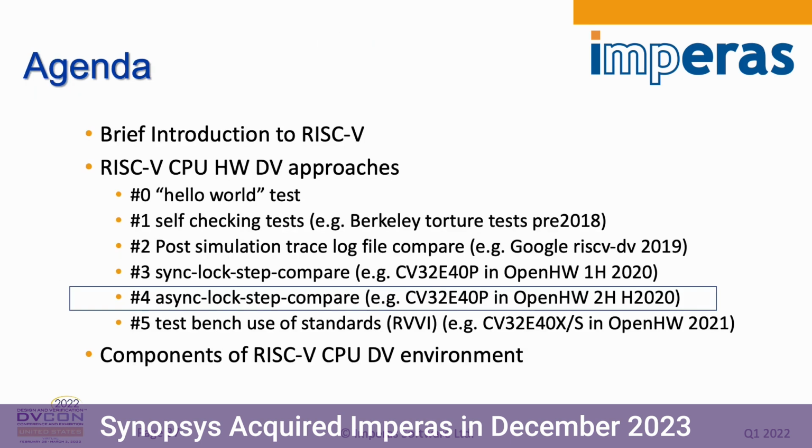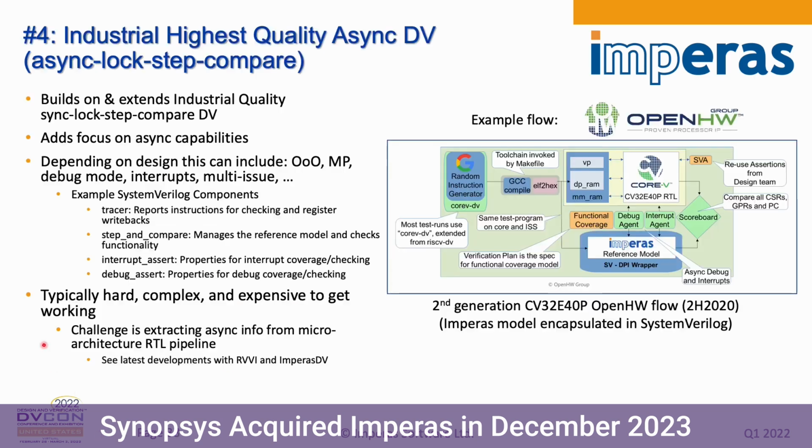So the fourth approach builds on the synchronous and is an asynchronous approach. It does all the synchronous stuff and the asynchronous. And this again is work we can show was done in the open hardware group in the second half of 2020. There, it's an asynchronous approach, and it really is a high quality DV approach. And then it builds on the synchronous and it adds asynchronous things in there.